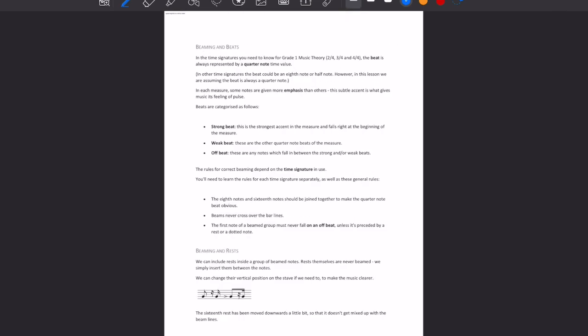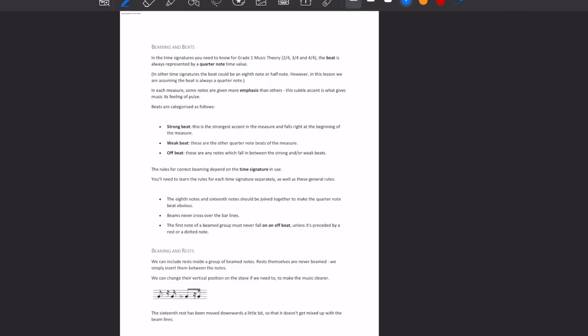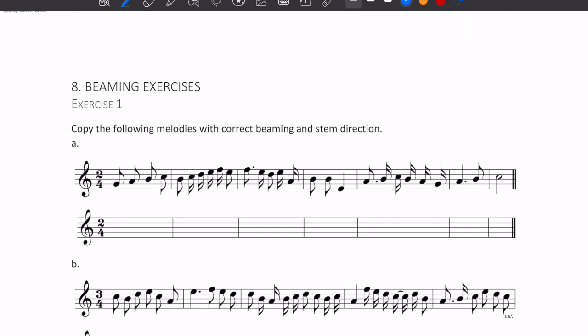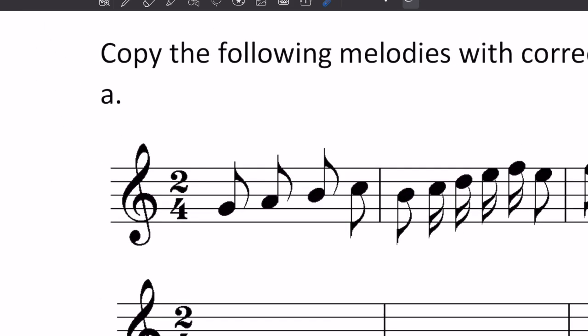So if we look at our exercises for lesson 8, then it says copy the following melodies with correct beaming and stem direction. So for this example, I'm going to be looking at the note heads. So let's look at measure 1. I see that my note heads are moving in an upward direction. So now I'm going to group these by one beat. I know that my time signature is 2/4, so I have beat 1 and beat 2. So let's start with beat number 1.